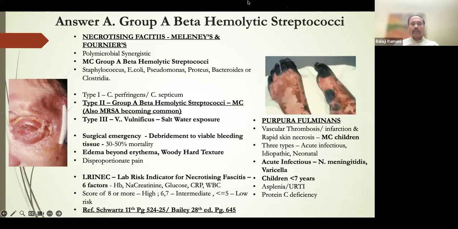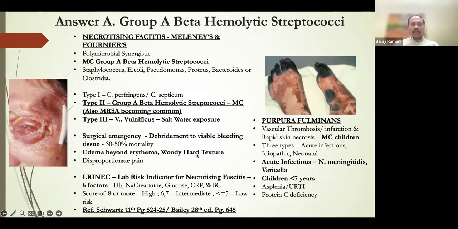It might be just having induration. That is another thing: the edema and induration beyond the level of erythema. There may be only mild erythema, but you might find a lot of induration with a woody hard texture much beyond the edges of the wound, and disproportionate pain might be there. These are all features that will alert you, and it's a very, very fatal condition. Almost 50% mortality is there.